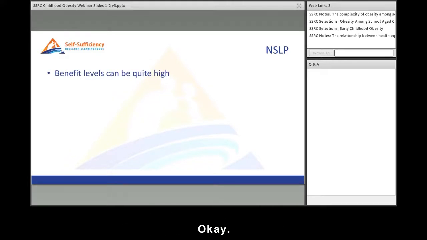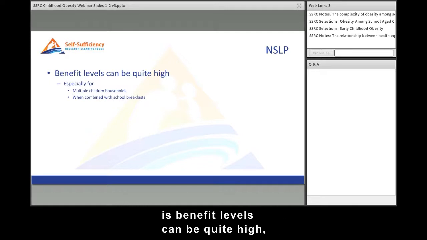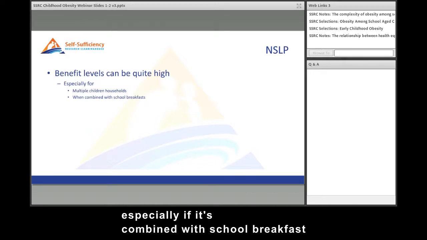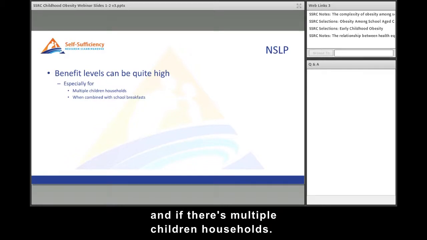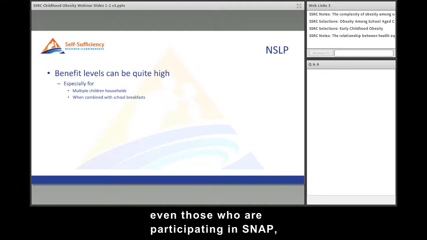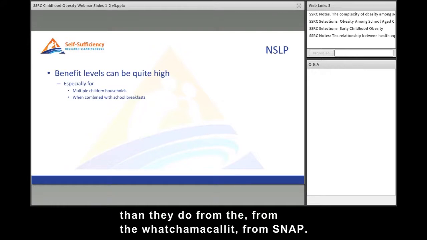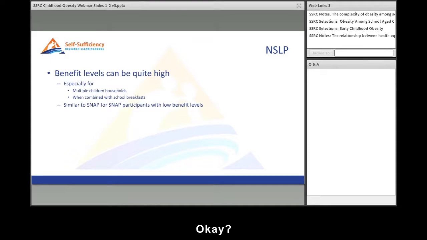Now, the nice thing about the National School Lunch Program is benefit levels can be quite high, especially if it's combined with school breakfast and if there are multiple children in households. In fact, some households, even those who are participating in SNAP, receive more money from the National School Lunch Program than they do from SNAP.